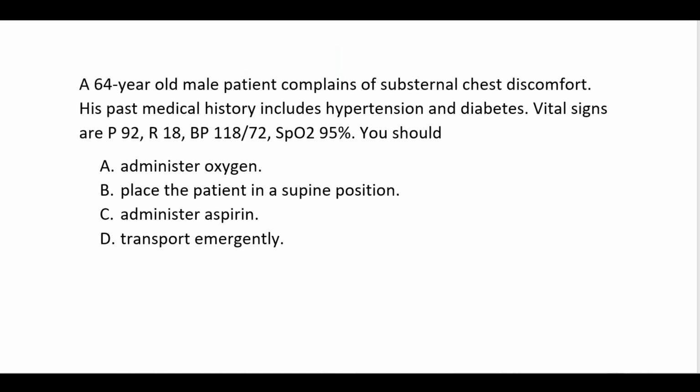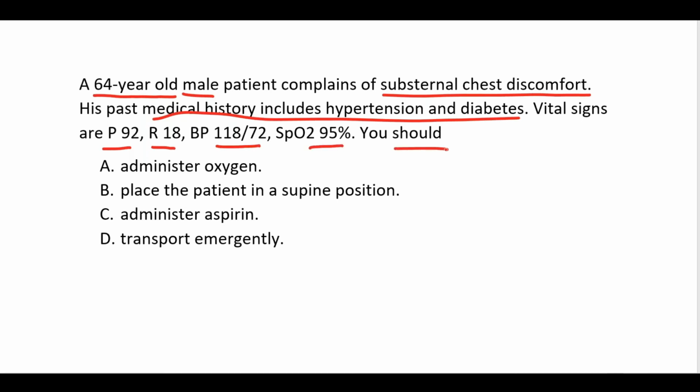So what do we have? We have the age, and he's male, substernal chest discomfort. Okay. His past medical history includes hypertension and diabetes. Those are risk factors. Vital signs. Look how neat these vital signs are now. Pulse of 92, respiratory rate of 18, 118 on 72, and saturating at 95%. You should. Boom. It's the same question.